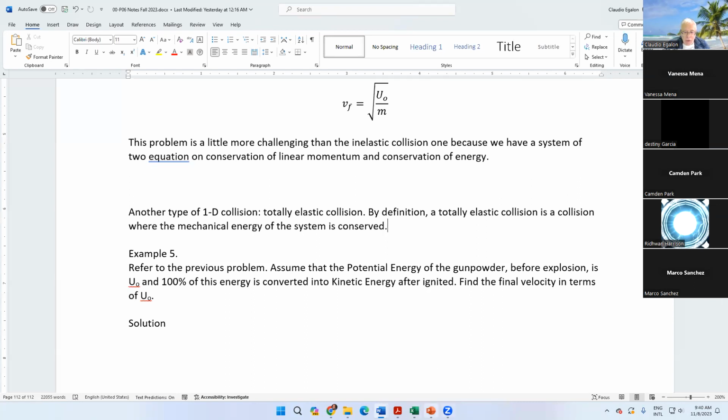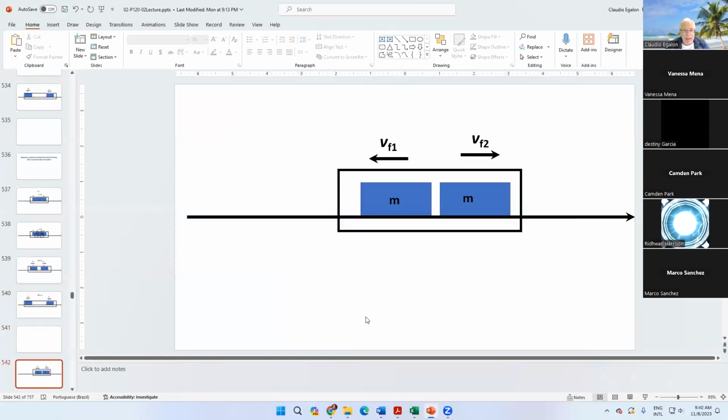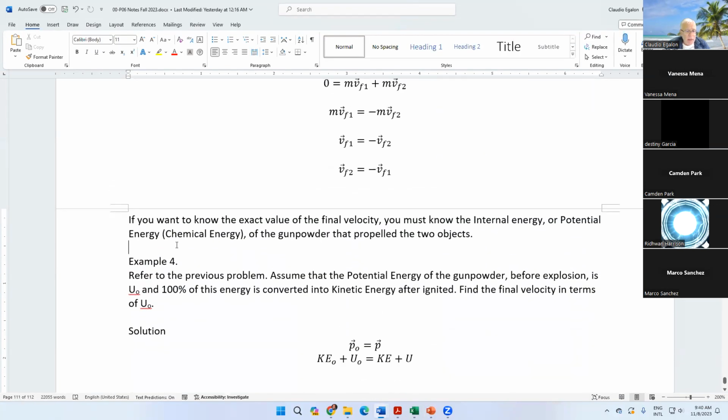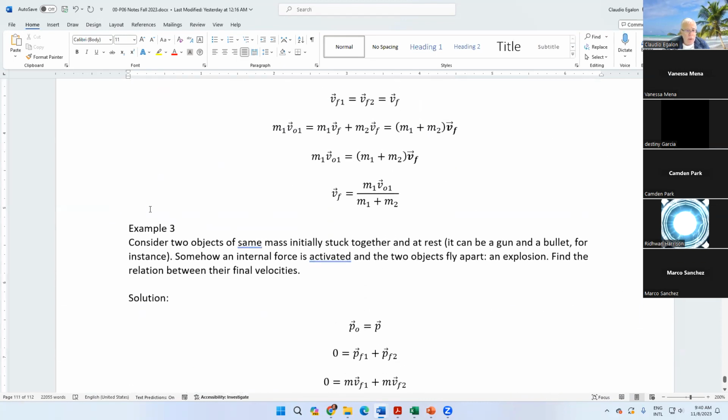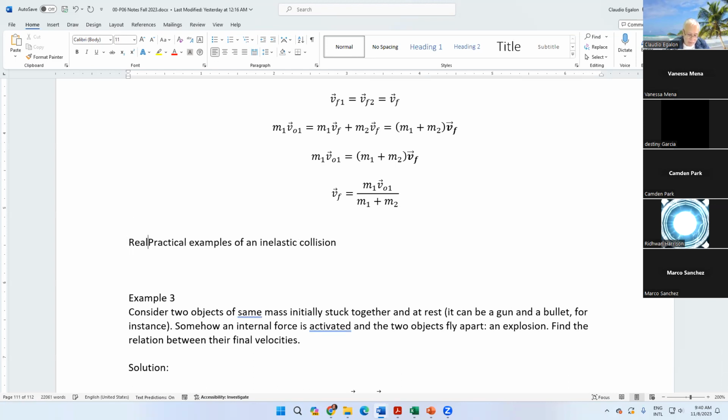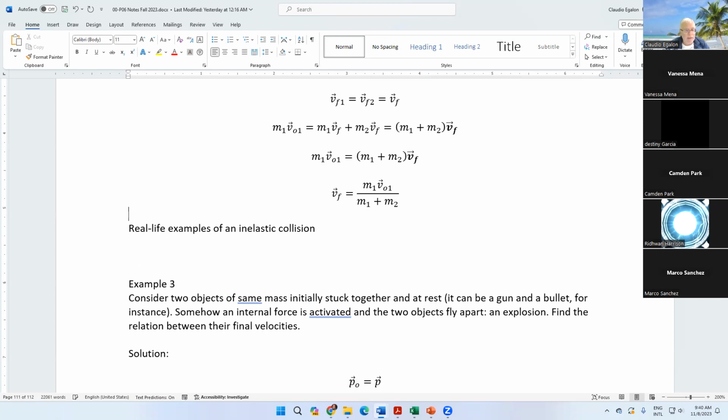Let me see if I have a drawing here. It's going to be like that. Okay, let's see. Before we move forward, it's totally elastic collision, right? Let me just tell you what. I'm going to give real life examples of inelastic collision. Going back here to inelastic collision, right? Then we go back to totally elastic collision.